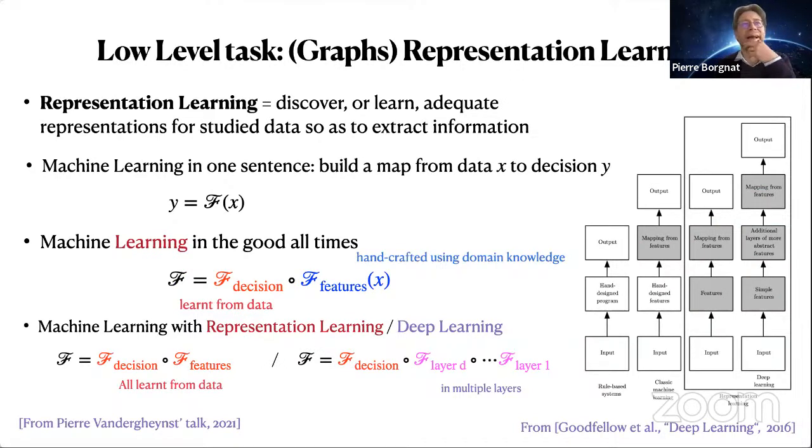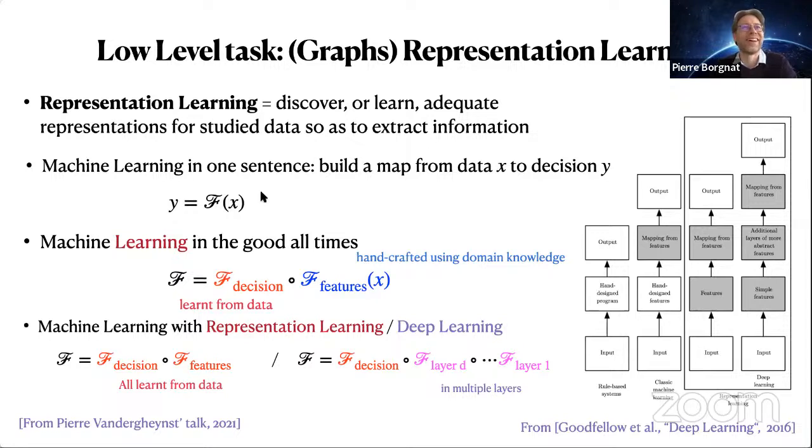So again, something that I guess is very familiar to all of you. In the past 10 years, there has been an extension of representation learning for graphs, but globally in machine learning, to say that we can discover or learn the adequate representation for data, and that's a good way to extract the information and to solve the task that we have about clustering or classification.